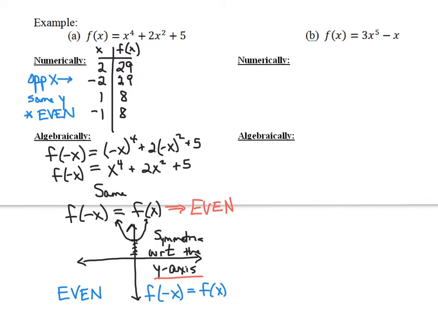So take a few minutes to look over all three ways of determining whether that function was even. Let's go ahead and go through that process with example B. f of x equals 3x to the 5th minus x. So I again numerically would like to test out some values for x. I want to try positive and negative values.